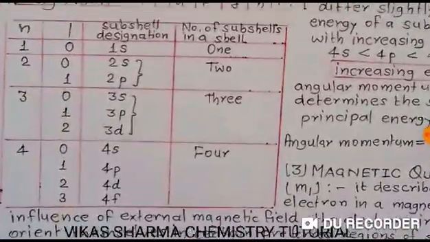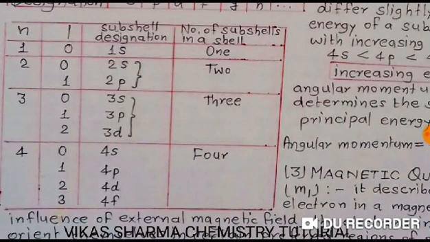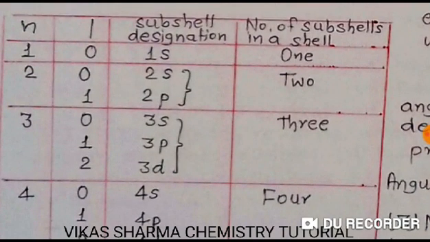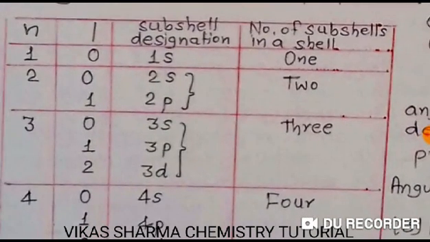Students, you have seen on the display: n is the principal quantum number, l is the azimuthal quantum number, then the subshell designation and the number of subshells in a shell. For example, if the principal quantum number is 1, only 0, since 1 minus 1 is 0. So the subshell designation is 1s. If the principal quantum number is 2, then 2 minus 1 gives 0 and 1. 0 means 2s and 1 means 2p. 2 belongs to the shell number, and s and p belong to the subshell.